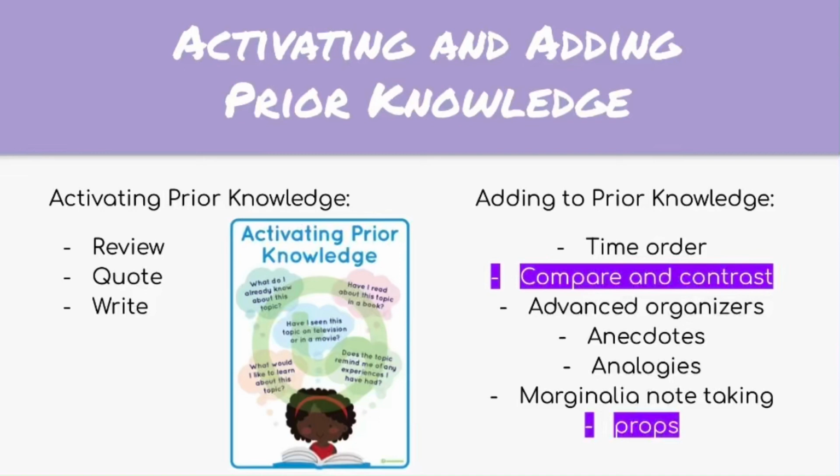When adding to prior knowledge, some techniques you can use are time order, compare and contrast, advanced organizers, anecdotes, analogies, marginalia notes, and props. Some I would personally use when teaching the Art TEK 2C are comparing and contrasting major thoughts, theories, art techniques, ideas, and different artists or pieces of work throughout time. I would also use props. Bringing in life-size paintings and personal art pieces created will help give a visual representation to students on the topic being learned.